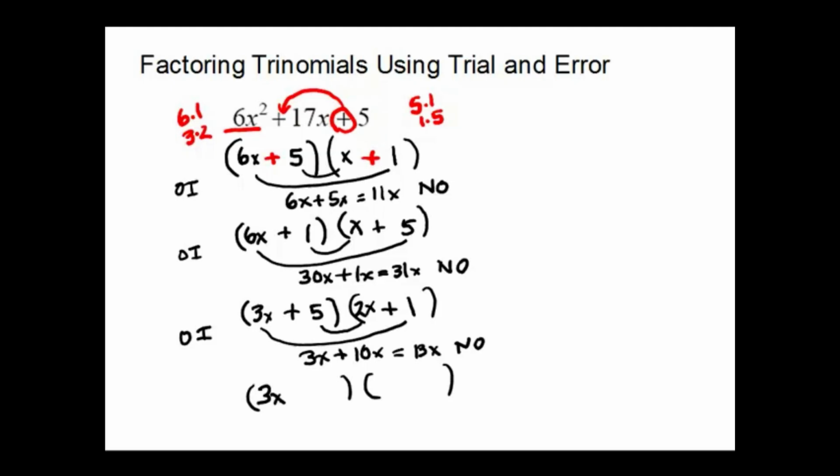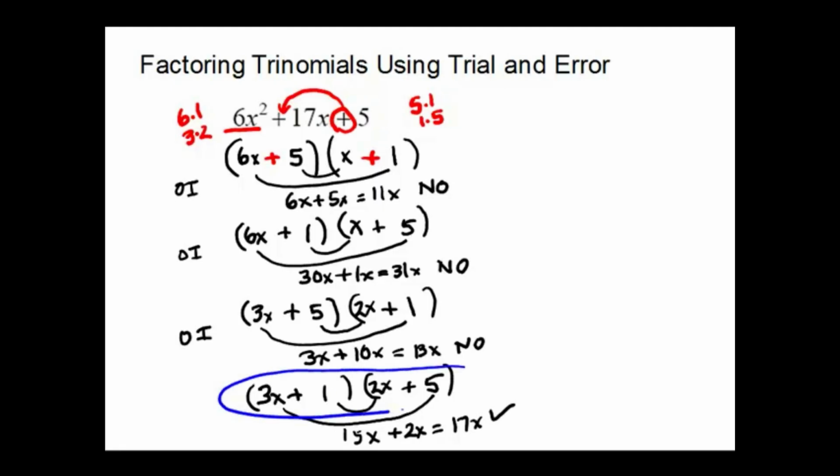So we still have the 3 and 2. Like signs, and we're trying 1 and 5. Check. 15x on the outside plus 2x equals 17x. This is what we wanted, so this one is the correct answer.